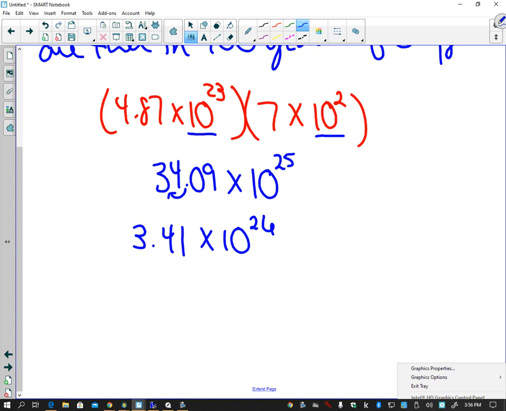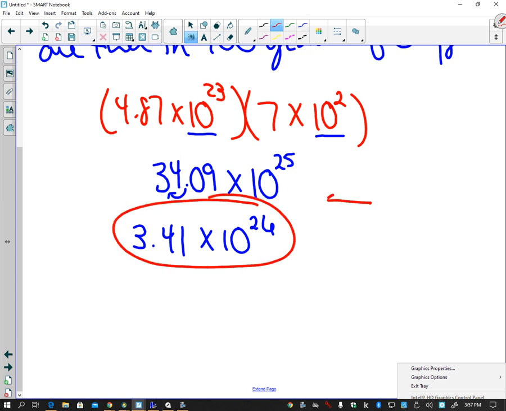And I can double check. I'm going to take my calculator, 34.09 times 10 to the 25th. As I type it, the calculator changes it to scientific notation and shows me 3.409 E26. That E stands for times 10 to the 26th power. So I know that we've done that right.